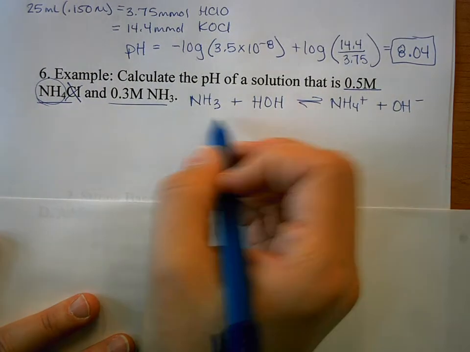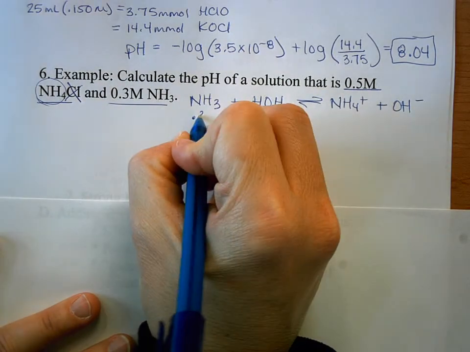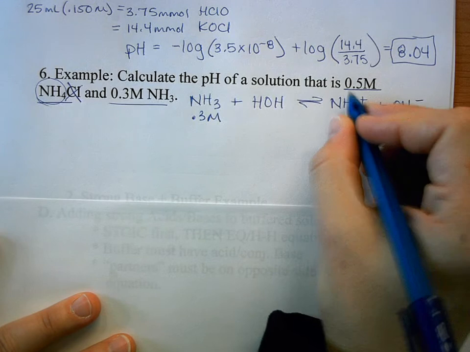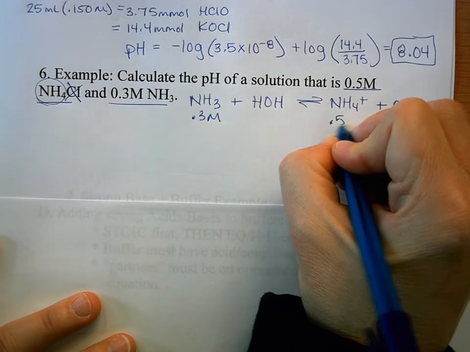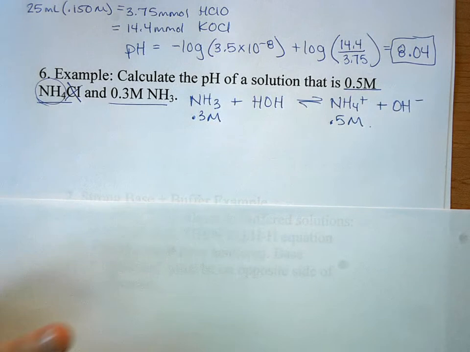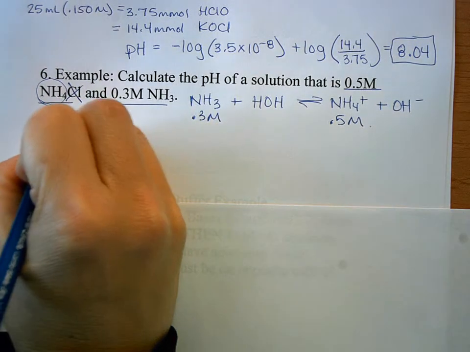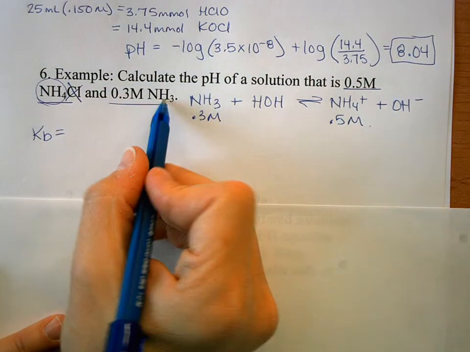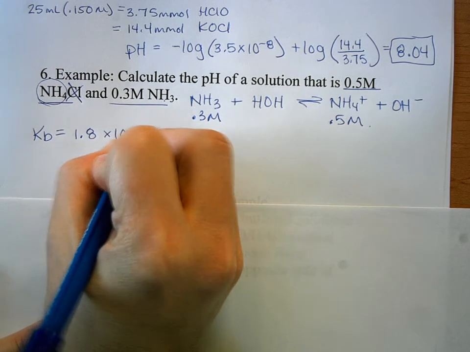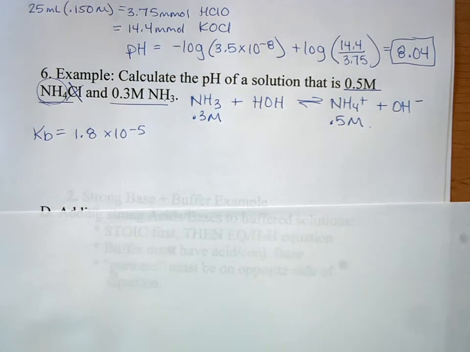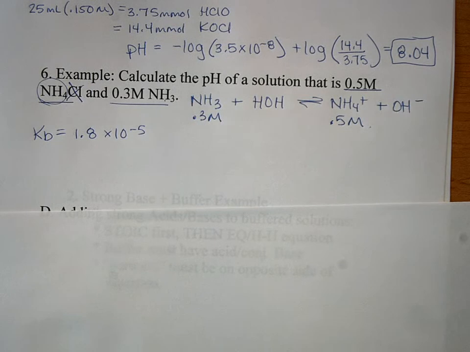Okay, I have concentrations here. NH3 has a concentration of 0.3 molar. NH4 comes from ammonium chloride, which has a concentration of 0.5 molar. What you also need to know for this is the Kb. They'll give you the Kb value of NH3. Kb value of NH3 is 1.8 times 10 to the negative 5. Now, I can go ahead and use Henderson-Hasselbalch with this.